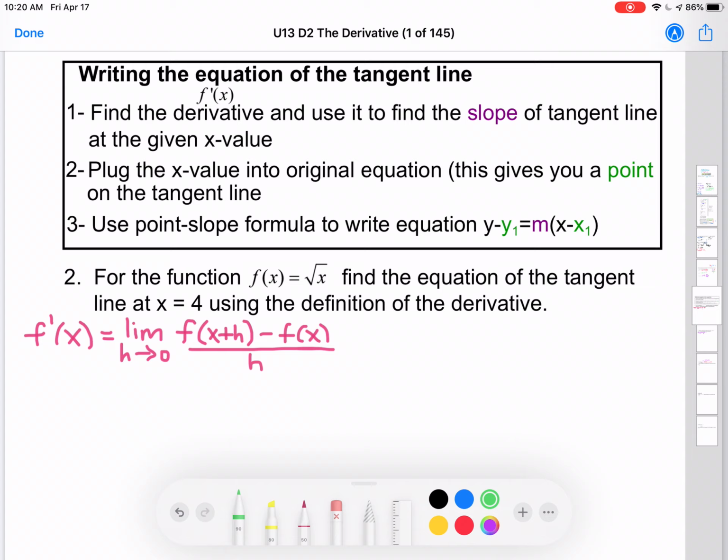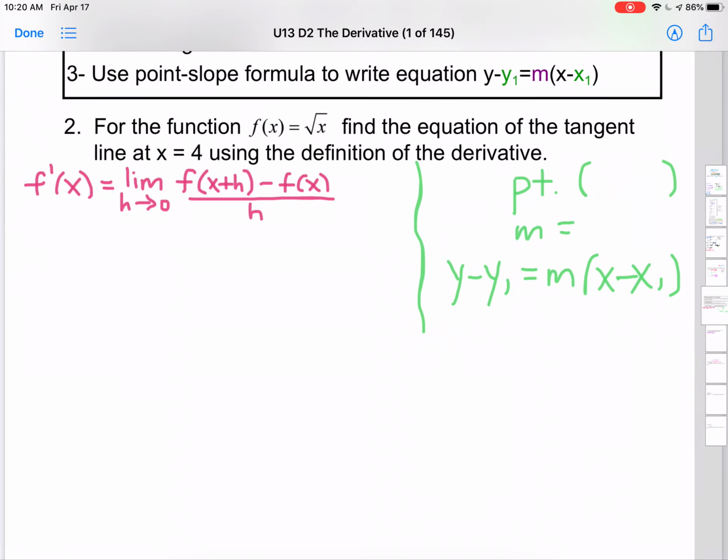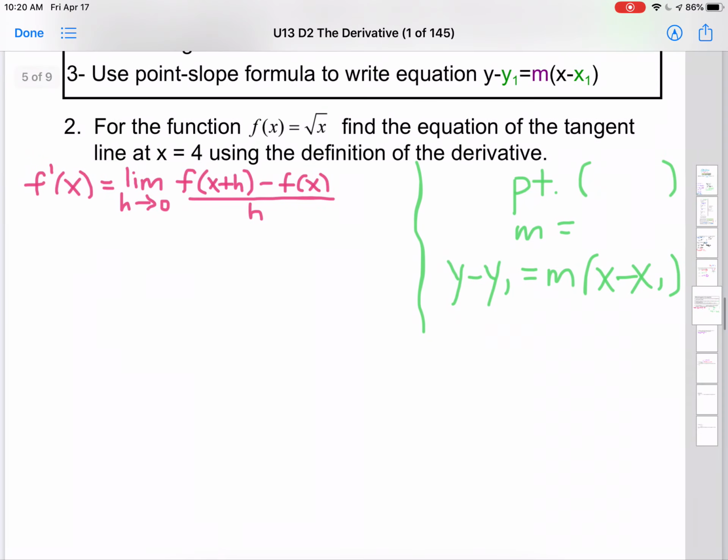So we need a point and then we need the slope. And then we're going to use the point slope formula. So this is what my ultimate goal is here. Okay, this is what I have to do. So usually I like to just find the point first and get that done with.